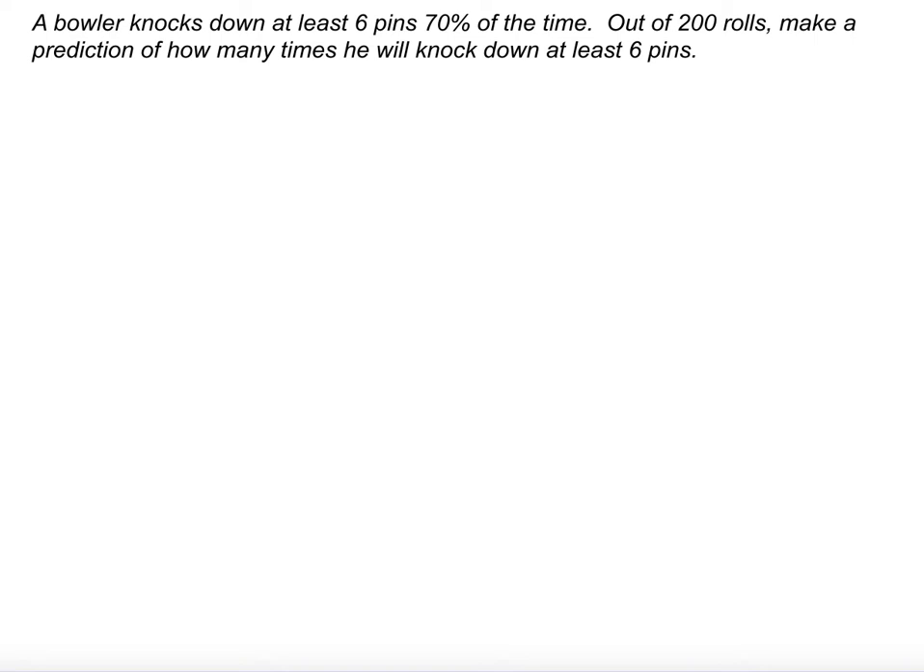I'm going to go over an example with you here where we have this bowler who knocks down at least 6 pins 70% of the time. Out of 200 rolls, make a prediction of how many times he will knock down at least 6 pins. So we want to make a prediction of how many times he will knock down at least 6 pins. In this case, it's really important to find those important numbers.